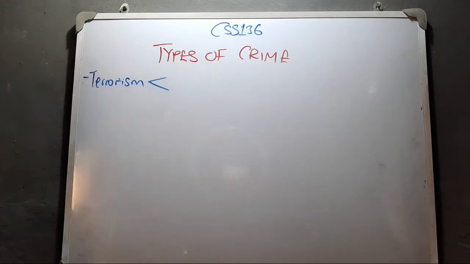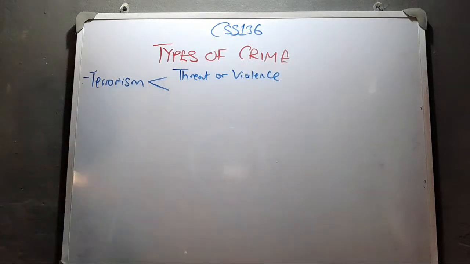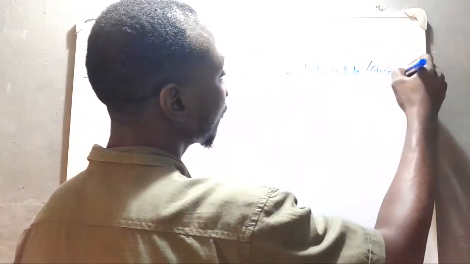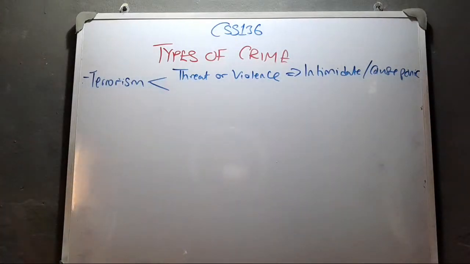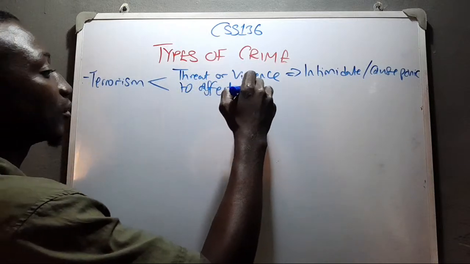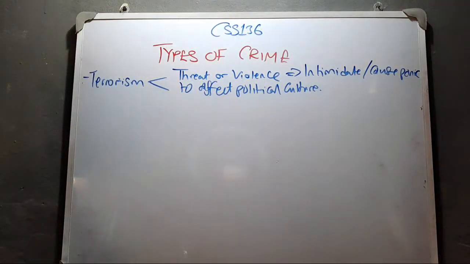The use of threats or violence to do what? To intimidate or cause panic. When you use threats to intimidate or cause panic, especially when it is politically engineered or politically influenced, to affect political culture, then that is the act of terrorism.